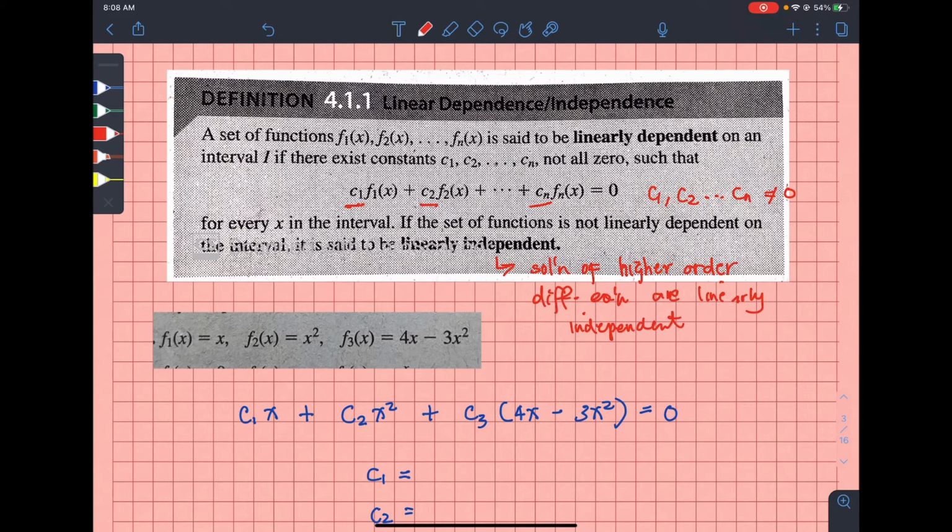But if there is a combination of the arbitrary constants such that if I multiply them on the given functions, it becomes 0, then that makes it linearly dependent. But if we could not think of any combination or any values of the arbitrary constants that will make it 0, then that is linearly independent.